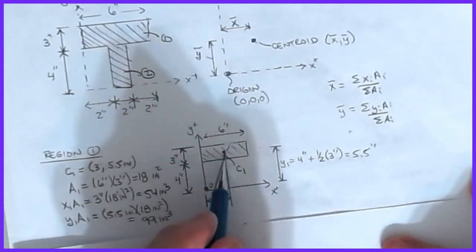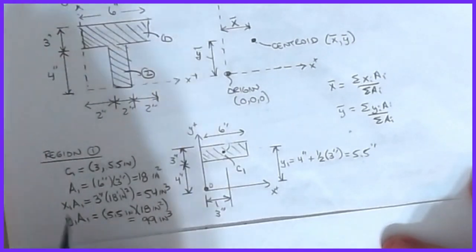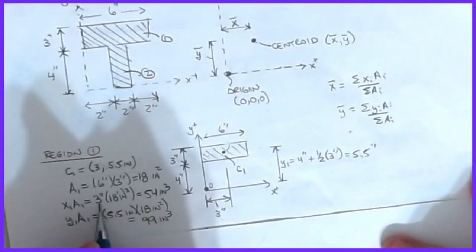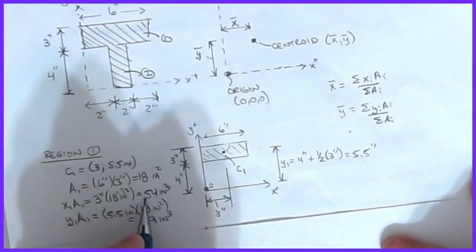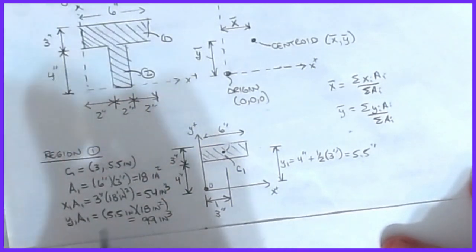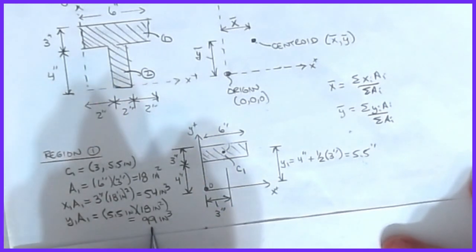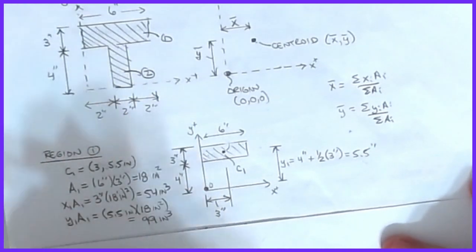So my x-coordinate in this is that x1 value is going to be 3 inches. Okay, so I'm going to calculate x1a1 as 3 inches times 18, which is 54. And then do the same thing for the y direction. That's going to be the y coordinate, which we said was 5.5. And so that's 5.5 times 18, or 99 inches cubed.